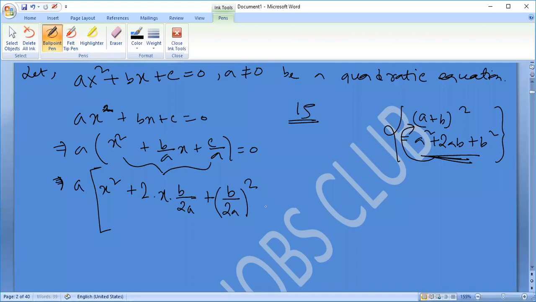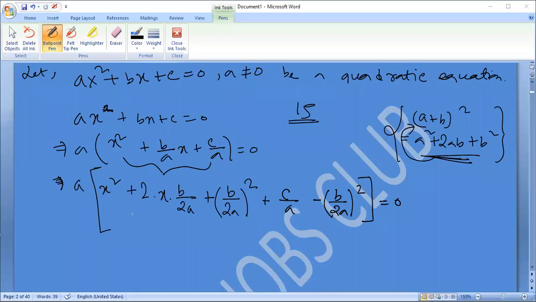Then see, it is c by a, but we have written b by twice a whole square. This is the extra term. So we have to minus this term to equate. All of you clear up to this?